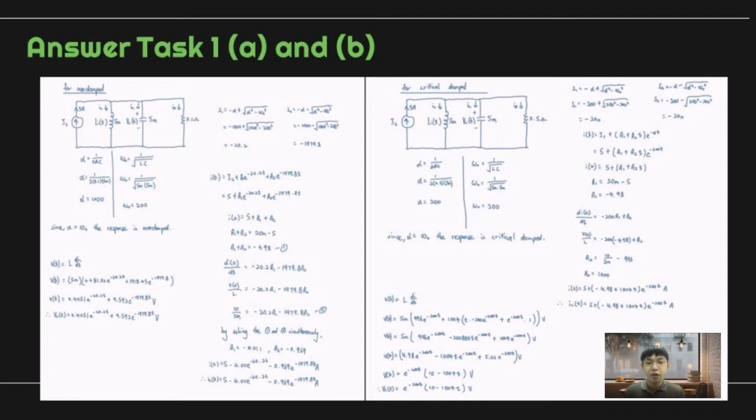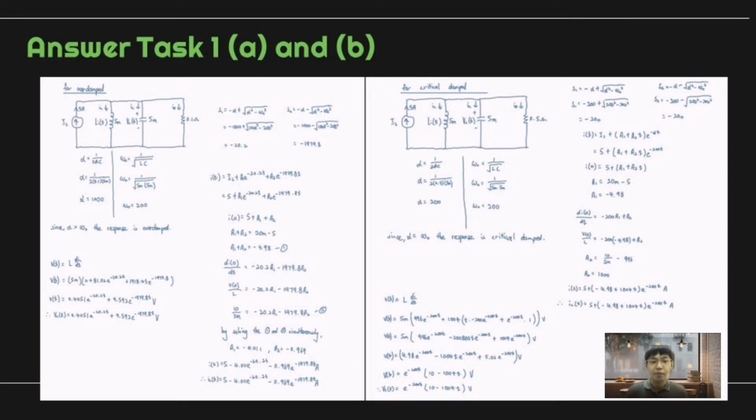To find v(t), we know that v is equal to L di over dt. So we use the final equation that we got for iL(t) and differentiate it. After that we multiply with the value of L, which is 5 milli, and then we get our v(t) value, and this v(t) will also be equal to vC(t).